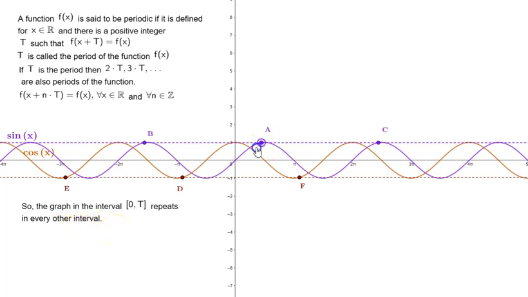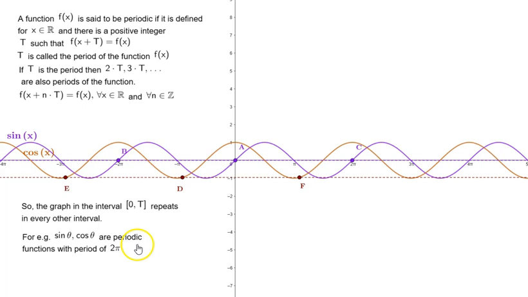So if we take it here at 0, then we can say 2 pi is t, 4 pi is t, minus 2 pi is t. For example, sin theta and cos theta are periodic functions with a period of 2 pi, which means sin theta plus 2 pi is equal to sin theta, and cos theta plus 2 pi is equal to cos theta. Like this, there are many such periodic functions.